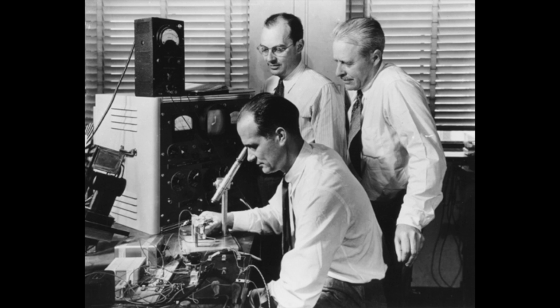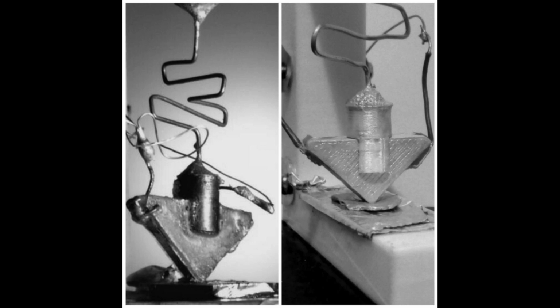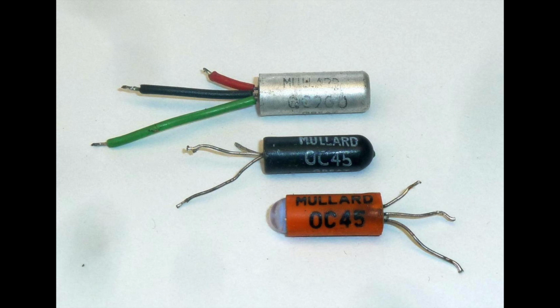John Bardeen, Walter Brattain, and William Shockley received a Nobel Prize for their creation, but few could envision how quickly and dramatically the transistor would change the world. The transistor functions like the vacuum tube, but it is tiny by comparison, weighs less, consumes less power, is much more reliable, and is cheaper to manufacture with its combination of metal contacts and semiconductor materials.